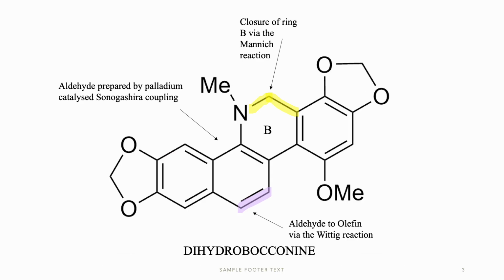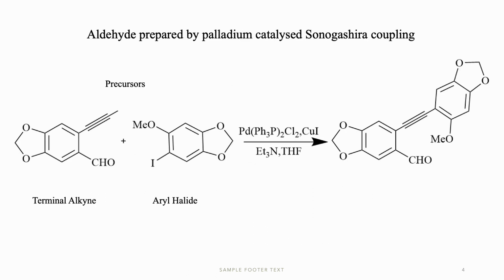I'm going through three reactions, the first one being the aldehyde prepared by Sonogashira coupling, then this bond in pink turning the aldehyde to an olefin, and lastly the closure of ring B via the Mannich reaction. This is the overall reaction of the aldehyde prepared by palladium catalyzed Sonogashira coupling using our precursors, a terminal alkyne and an aryl halide. THF is the inert solvent, and we have two catalysts, our palladium and our copper co-catalyst.